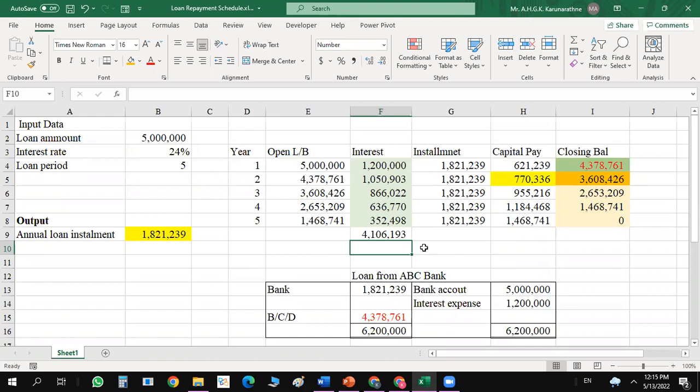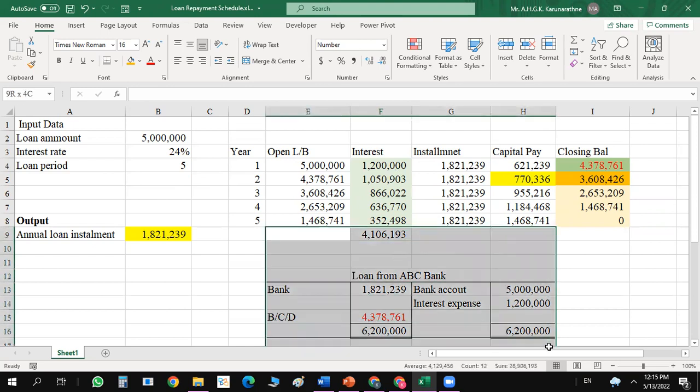Then you can prepare the schedule on your own, right? Finance people must be experts in finance. Time value of money, complete time value of money must be a part of their life. You must be an expert in time value of money, and at the same time you must know how to prepare this kind of loan repayment schedule. It is very simple and interesting, right? Not a big thing.